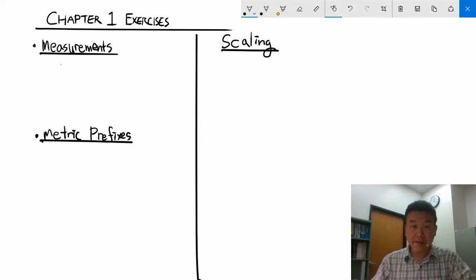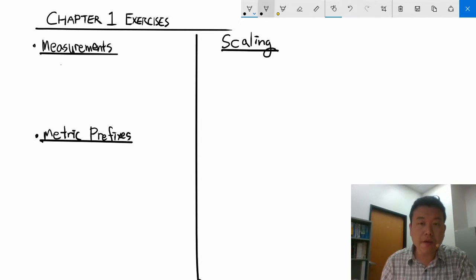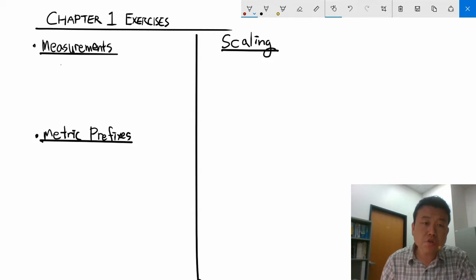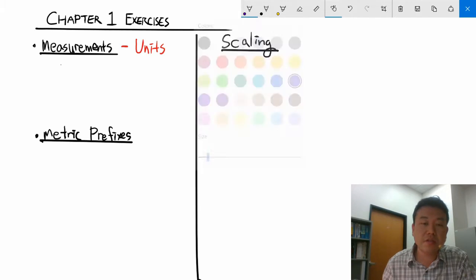So, all right, let's talk about this. When we talk about measurements, the first thing that you should be aware of are units. So there are some basic units that we can talk about. These are called SI units.